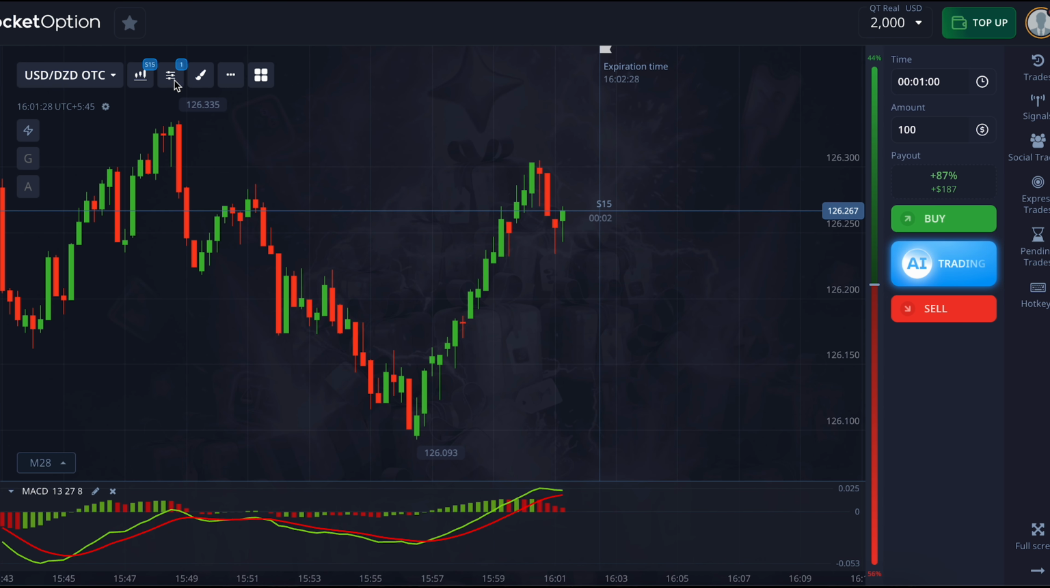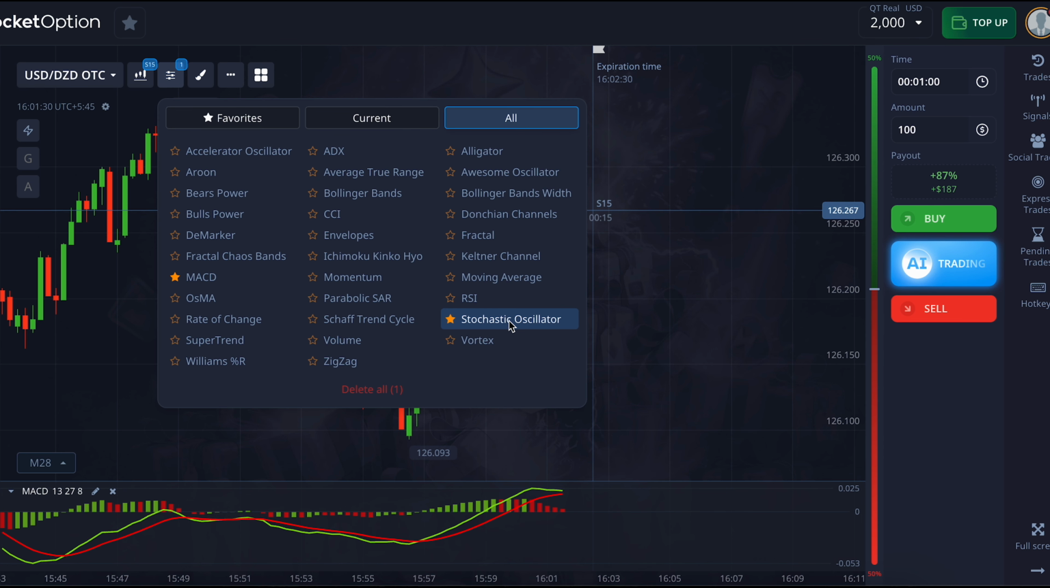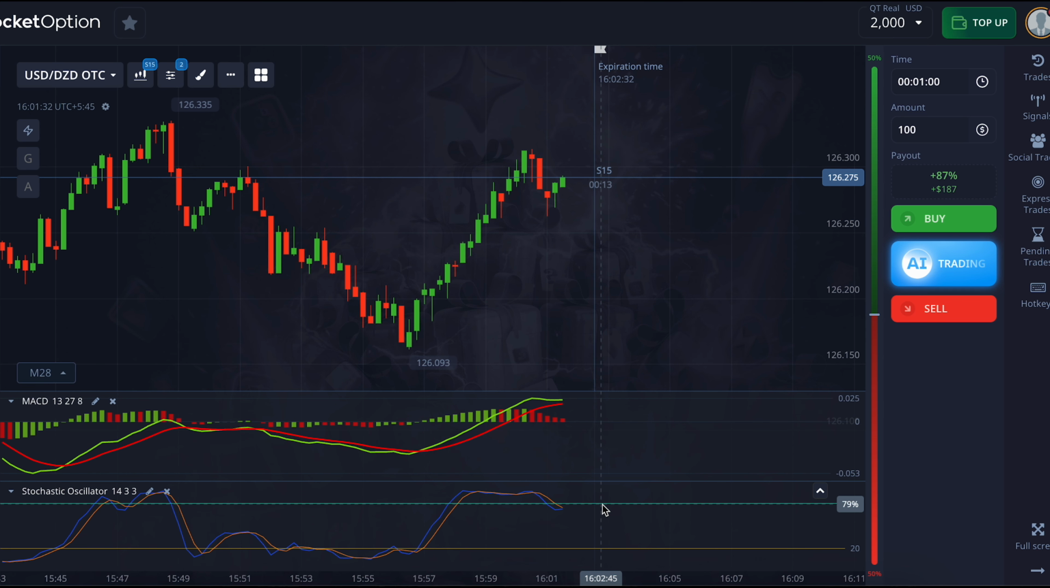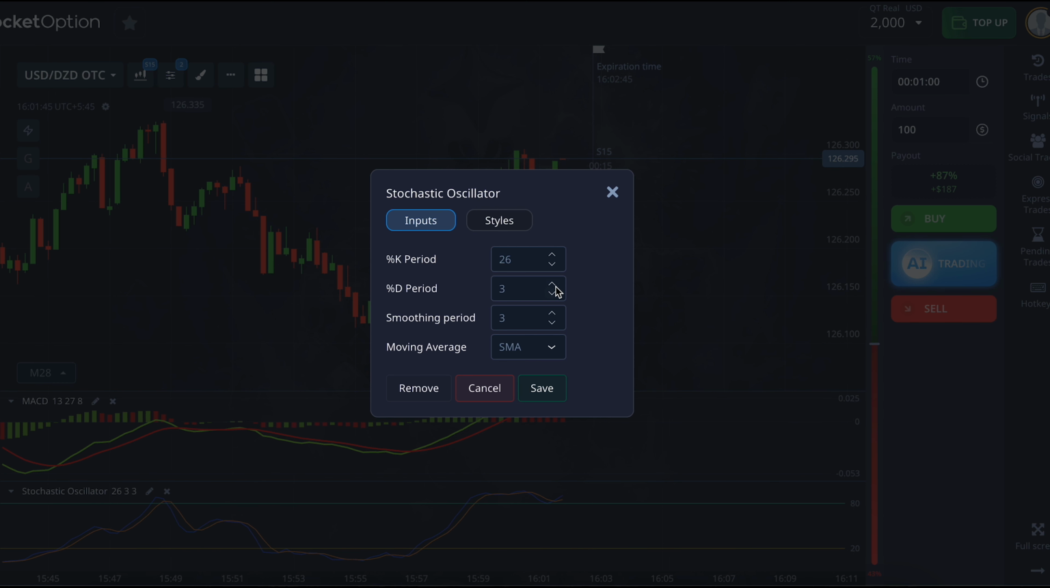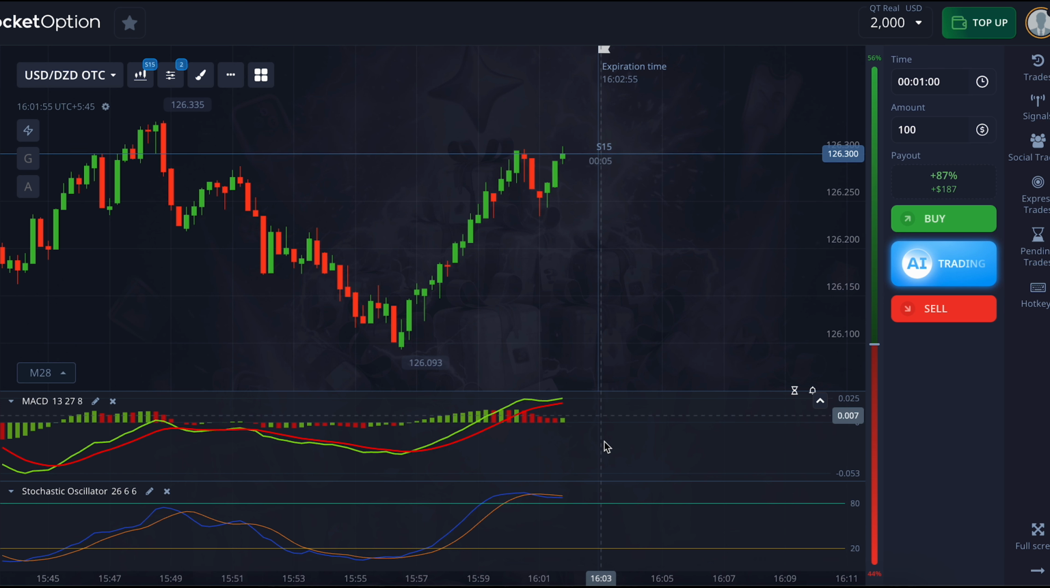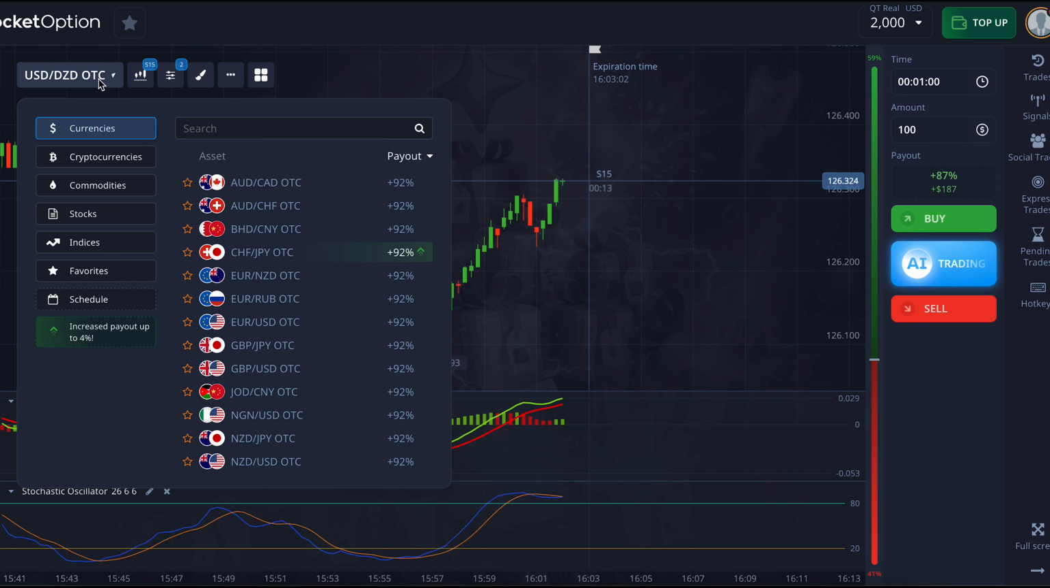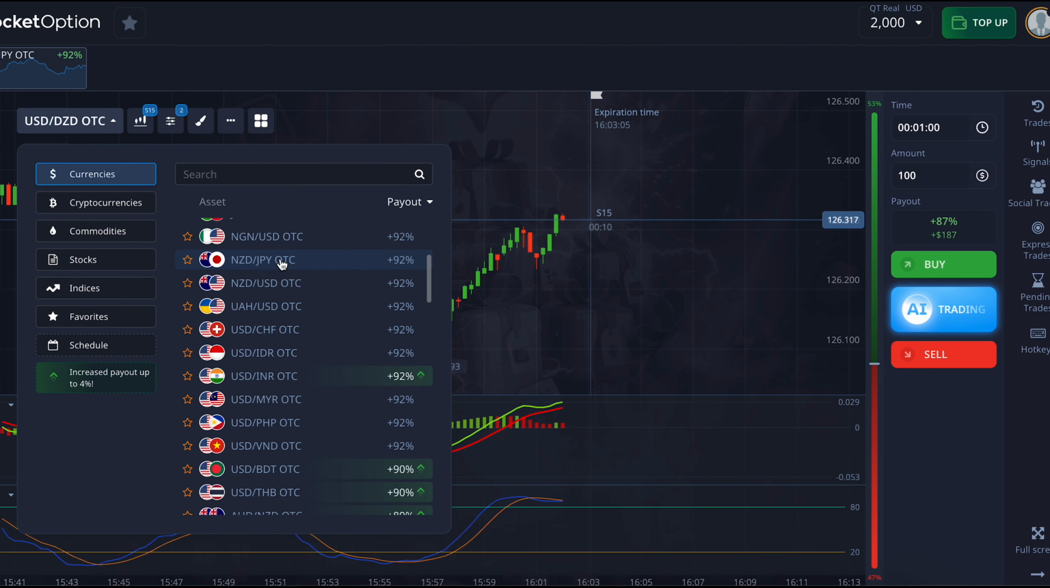And now let's enable the second indicator, which is stochastic oscillator, and let's edit the period of this as well, 26 and 6 and 6, and let's save it. Okay, now we are all set. Let's choose the best currency.